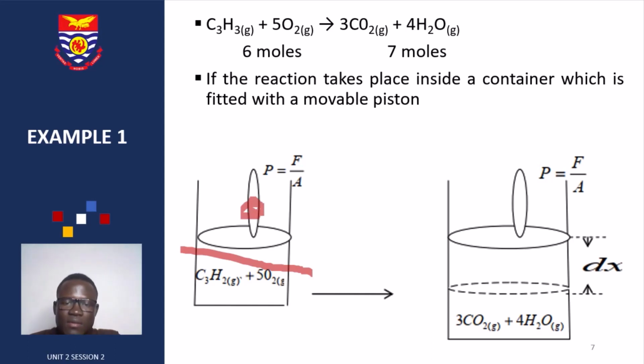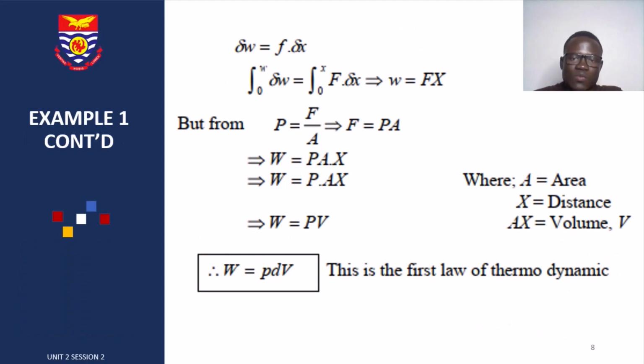Now if we push this piston up, what happens? The volume increases. So you realize that here we have a volume increment. This is where our initial volume was, and this is where our final volume is. Now what is pressure? Pressure is equal to force over area. So you realize that there's a change in the volume, and this takes us back to calculus when we are trying to find our differentials. So for us to be able to find that, we need to integrate our work done.